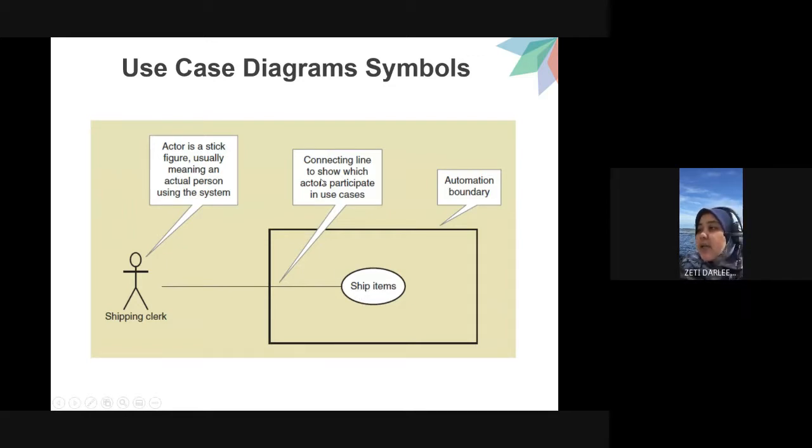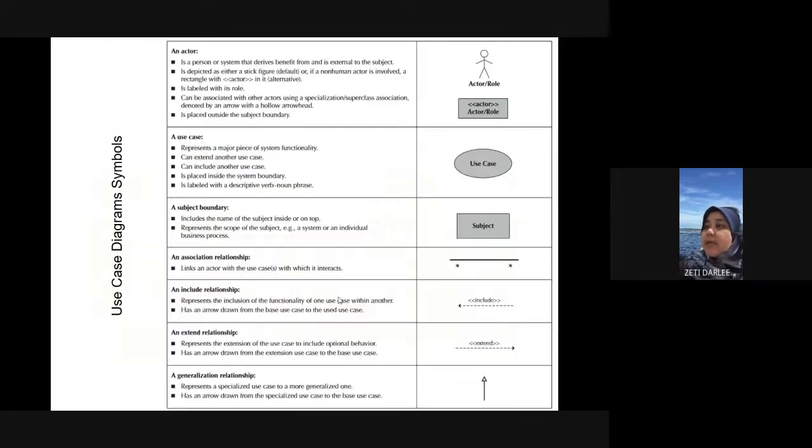So it ships items. Okay, it ships items. So the connecting line to show which actors participate in use cases. So we have to identify, so this one clerk participates in these use cases. But probably we have another actor that also participates in the use cases. The third notation is actually the automation boundaries, so that the development reflects the automation boundaries. So kena ada 3 benda ni at least.